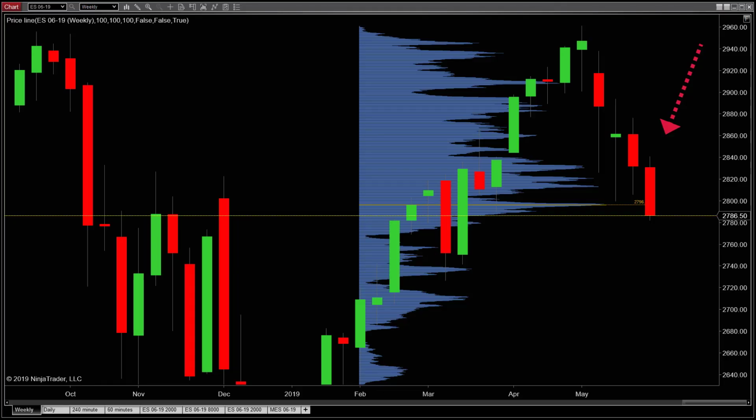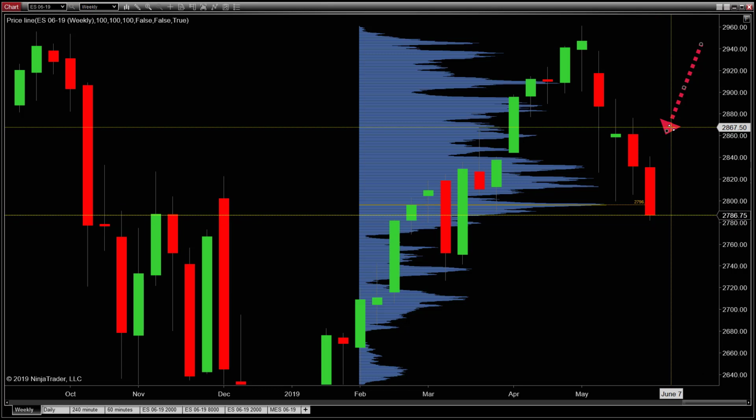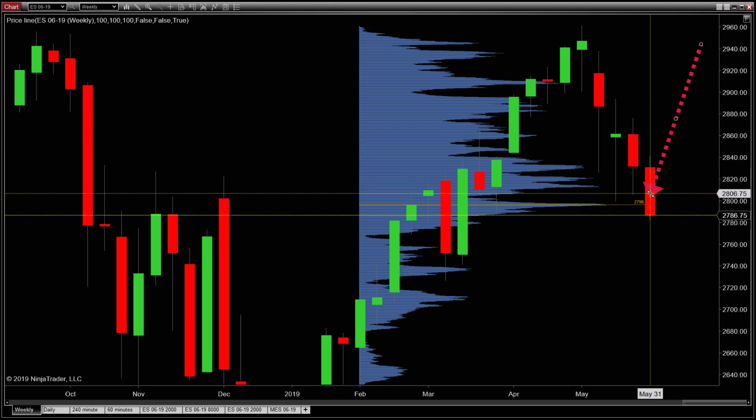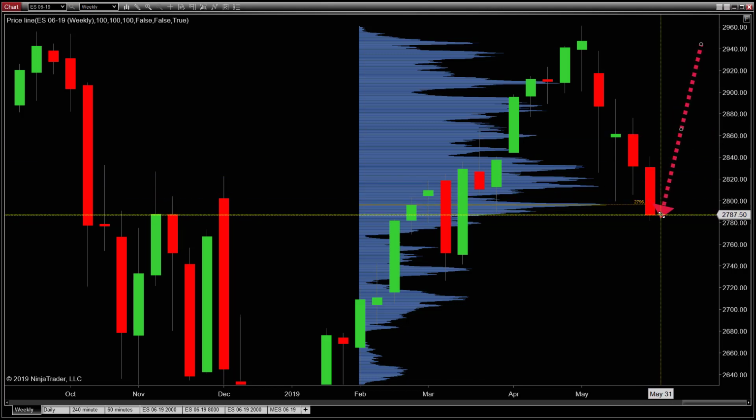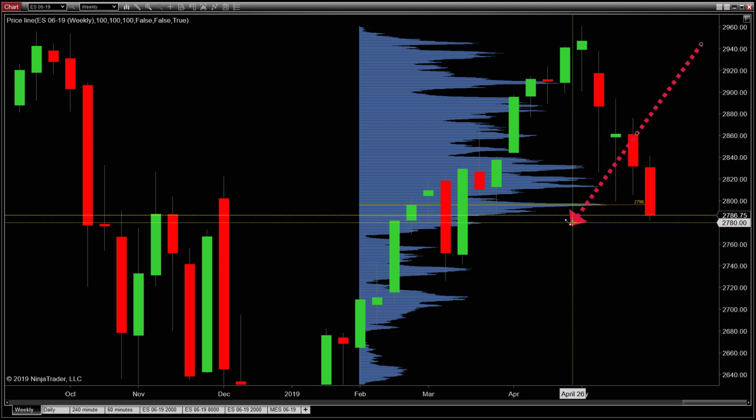Good morning. Let's take a look at the S&P 500 futures market, the ES and the micro ES for 5/29/2019, and we're looking at the weekly chart right now. Overnight we have dropped another, say, 10 points, and we kind of just drifted lower, and we're now trying to get a little bit of bounce.